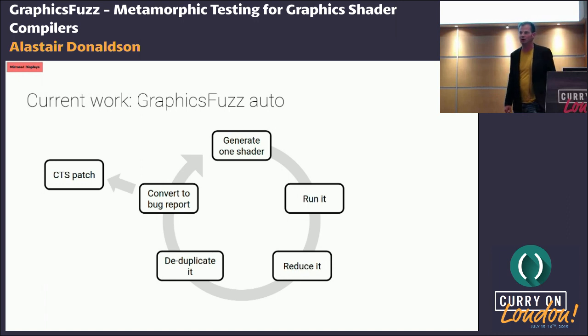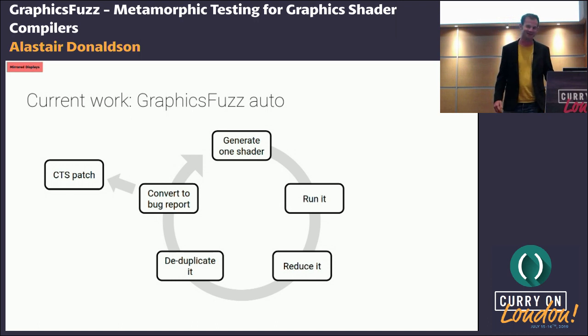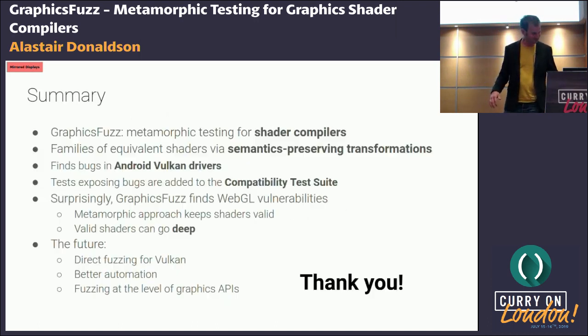And we're also working on something called GraphicsFuzz Auto, which is a little bit like ClusterFuzz for graphics. It just continuously generates a shader, runs it, reduces it if it finds a bug, deduplicates it to see whether it's a known bug, and if it's a new bug, automatically generates a patch for the compatibility test suite, so that with a little bit of manual review, that patch can be added. So we can really crank the handle and get as many tests exposing bugs into the compatibility test suite as possible, so that hopefully we put ourselves out of business and can't find any more shader compiler bugs because they've all gone away. Maybe one day that will be a reality and I'll have to find a new project to work on. Okay, so those are the main things I wanted to talk to you about.